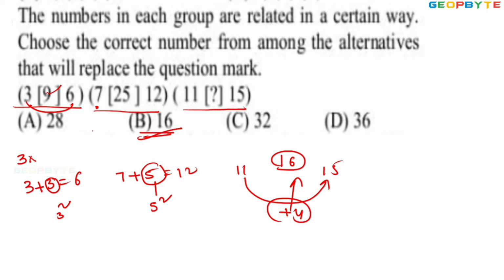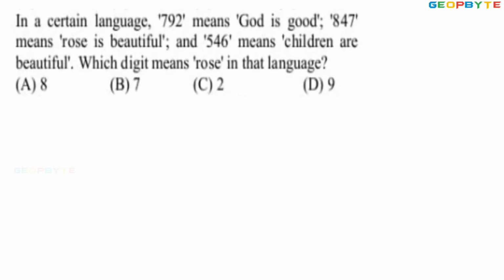Okay friends. So you can observe 3 questions based on the analysis method only. In a certain language, 792 means God is good. This topic belongs to coding and decoding, word analysis actually. Okay, word coding. You can observe here 792 means God is good.